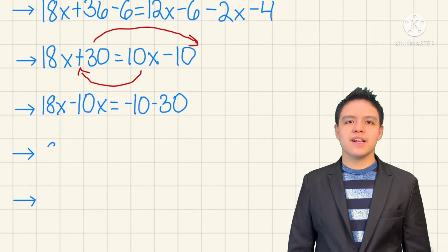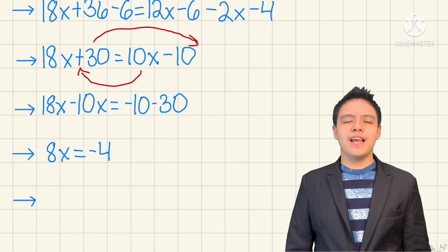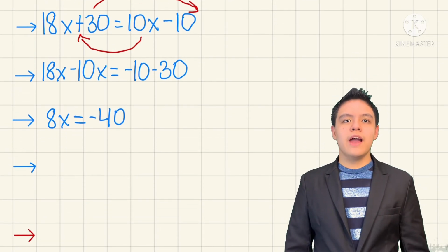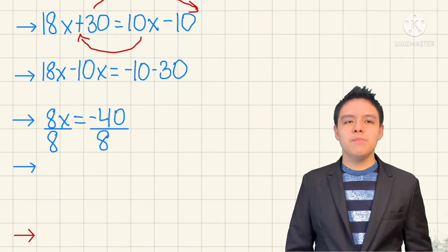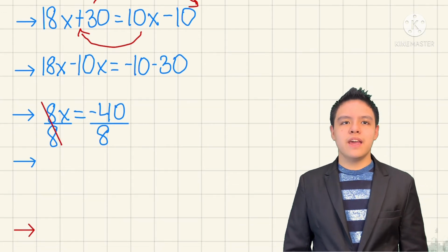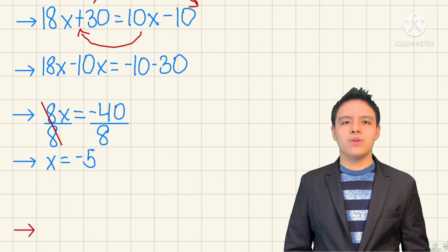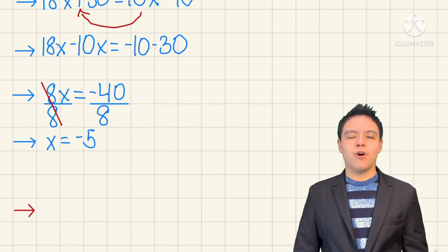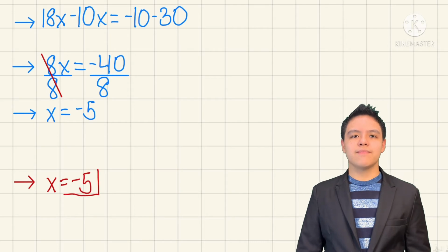x minus 10x is 8x. Negative 10 minus 30 is negative 40. And now, we will do the multiplication property. Divide both sides by 8 so that there will be no coefficient of x. 8 will get cancelled and negative 40 divided by 8 is equal to negative 5. Therefore, our final answer is x is equal to negative 5.